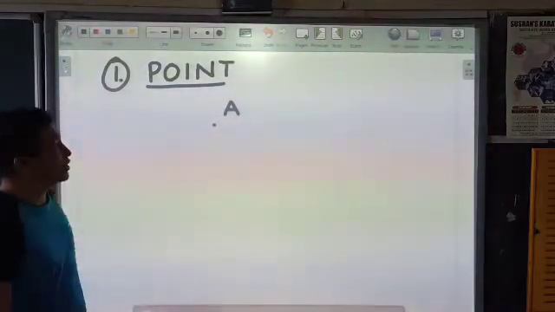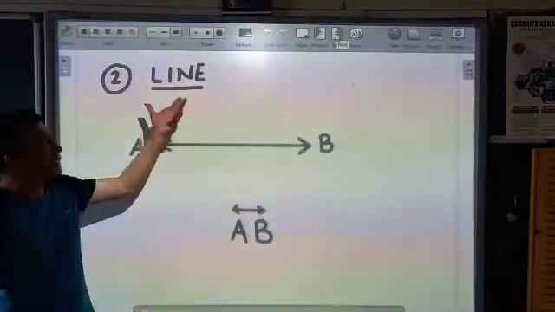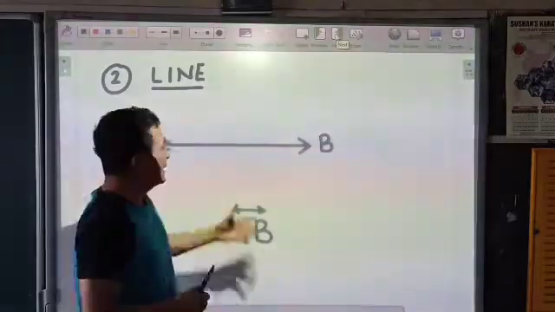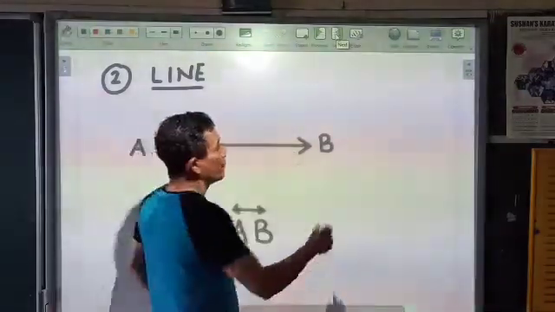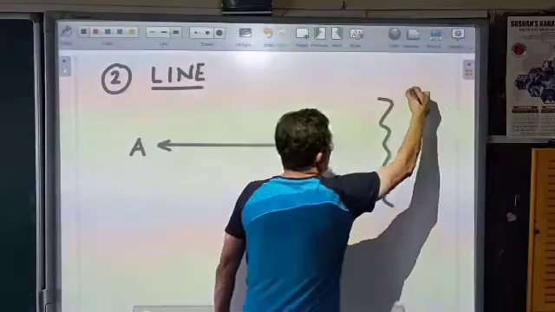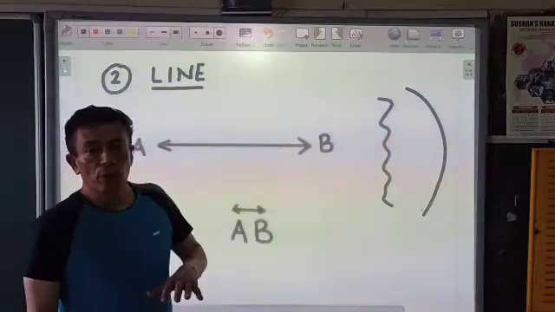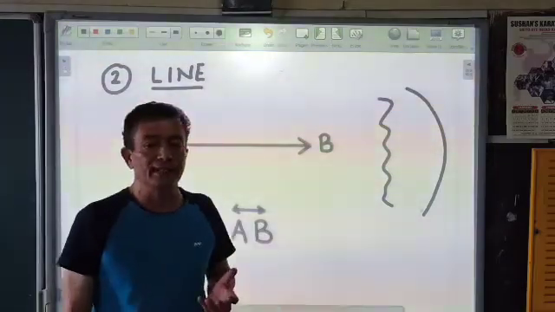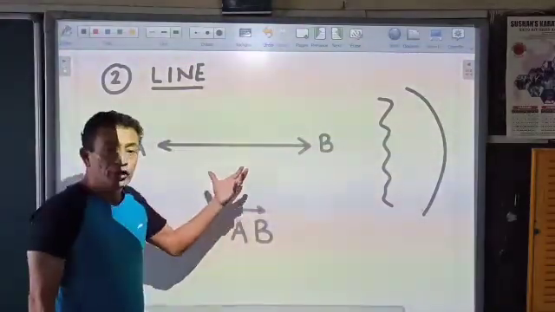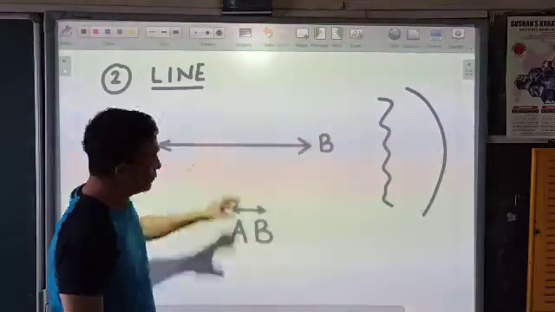When we move to the next one, the next is a line. A line can be a straight one like this. It could be something like this, which we can say is a curved one. So when we just use the word line, it doesn't mean it has to be straight. But in geometry, I am considering that to be a straight one.